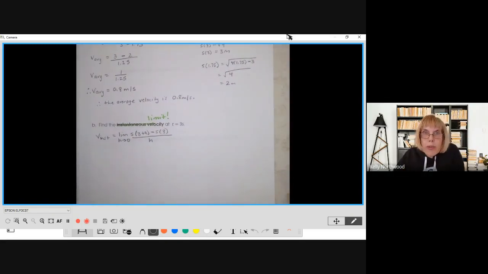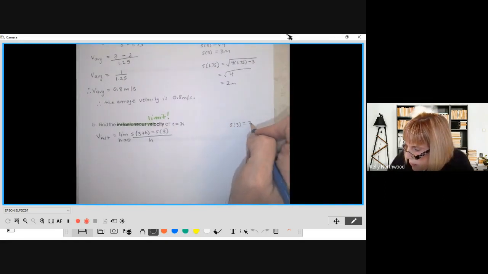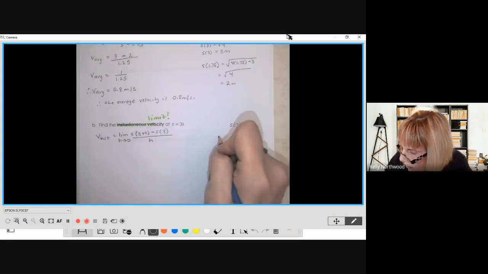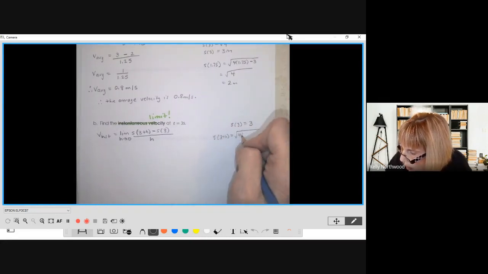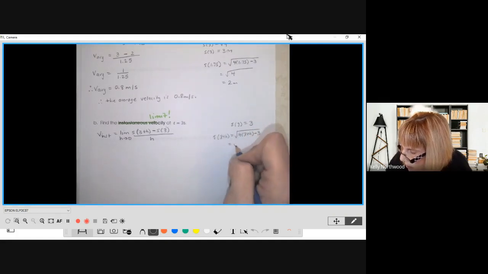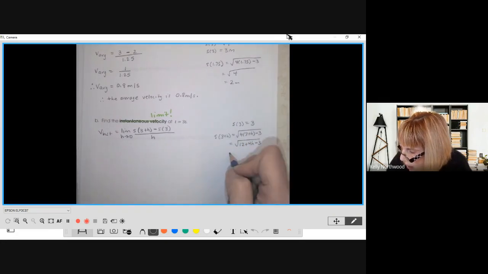All right, so do we know S at 3? We already do. So we already know S at 3 was 3 from above. Now we have to find S at 3 plus h. So that's going to be the square root of 4 times 3 plus h minus 3. Distribute, so that's 12 plus 4h minus 3.